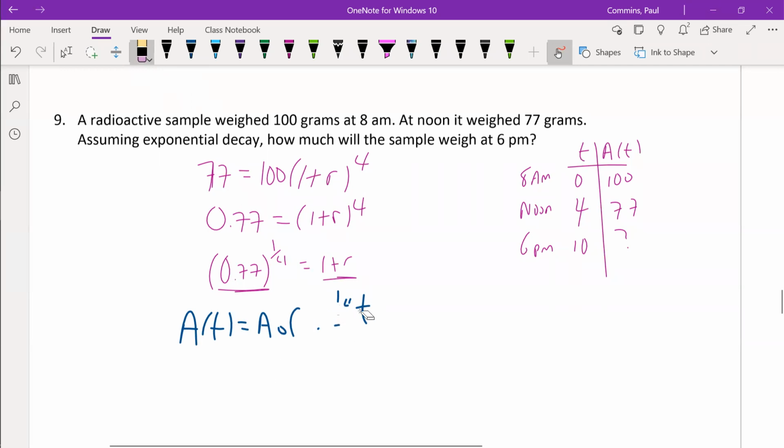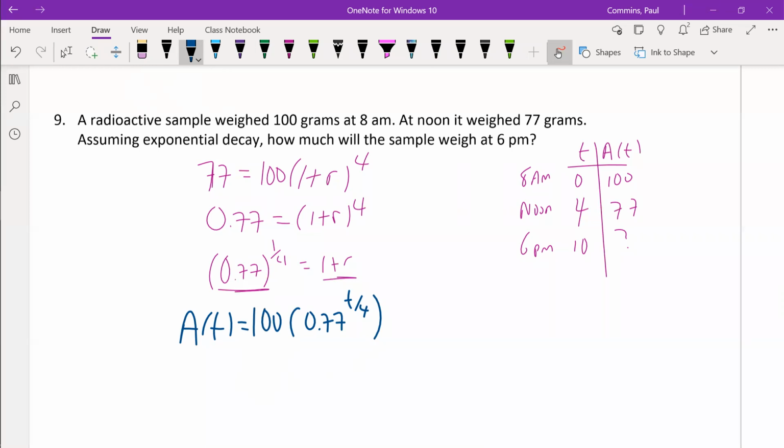So power to a power, we multiply them. So this becomes 0.77 to the T over 4. And we know the initial amount at time 0 was 100. So this equation allows us to find the amount of the radioactive sample at any time.